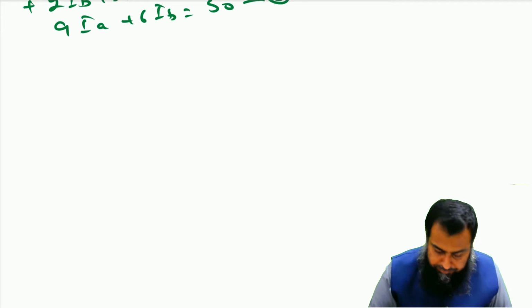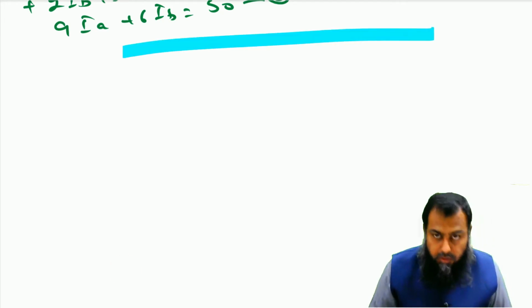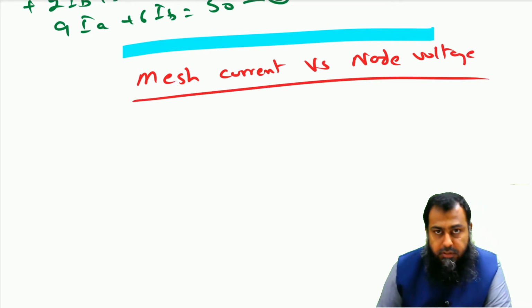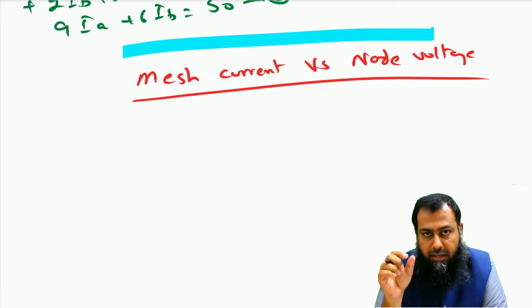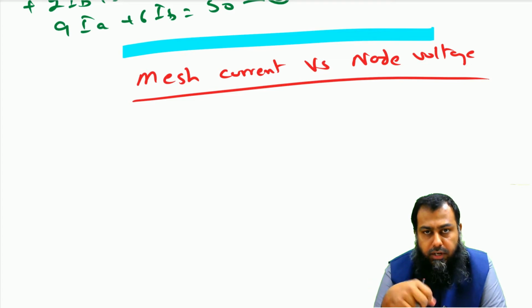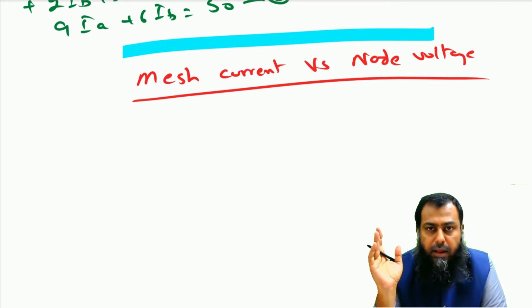Let us now see the mesh current method versus the node voltage method. There are some qualities that both of these methods have, and then we have to carefully assess a given circuit before applying either one of these methods. This should not be a personal choice, where one likes mesh current analysis and applies it to every circuit. There should be some engineering judgment involved in that particular sense.